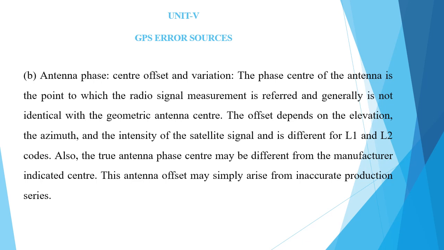Antenna phase center offset and variations. The phase center of the antenna is the point to which the radio signal measurement is referred, that generally is not identical with the geometric antenna center. The offset depends on the elevation, the azimuth and the intensity of the satellite signal, and it is different for L1 and L2 codes. Also, the true antenna phase center may be different from the manufacturer indicated center. This antenna offset may simply arise from inaccurate production series.